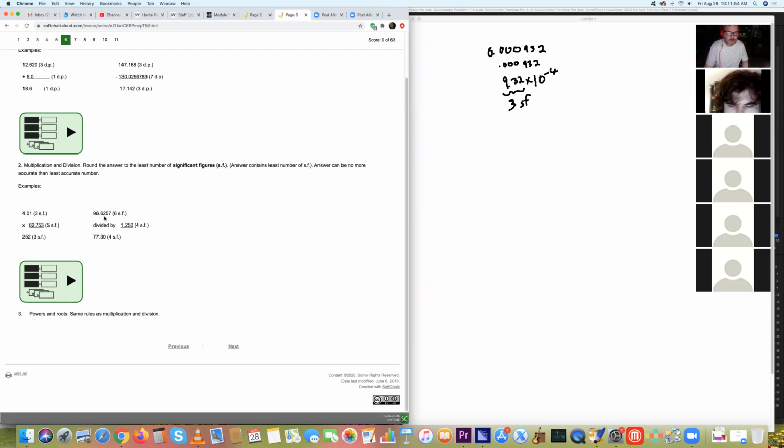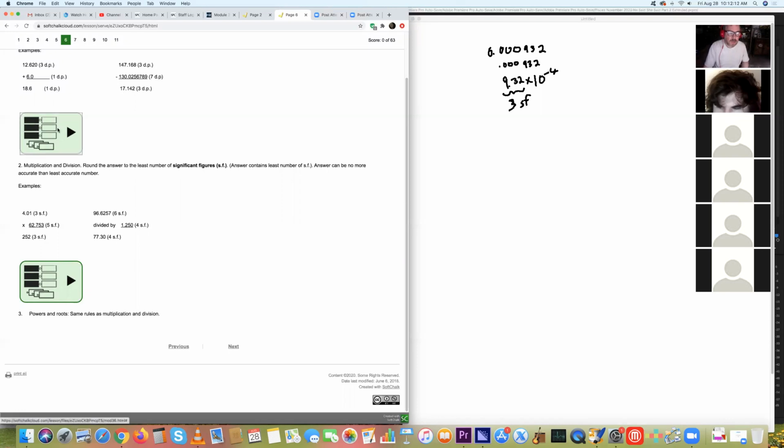So this one here, we've got 6 significant figures divided by 4 significant figures. The answer comes out to 4 significant figures. Again, you'll have a lot more numbers in your calculator, but you have to cut it down to what I've got here, the smallest number of significant figures.